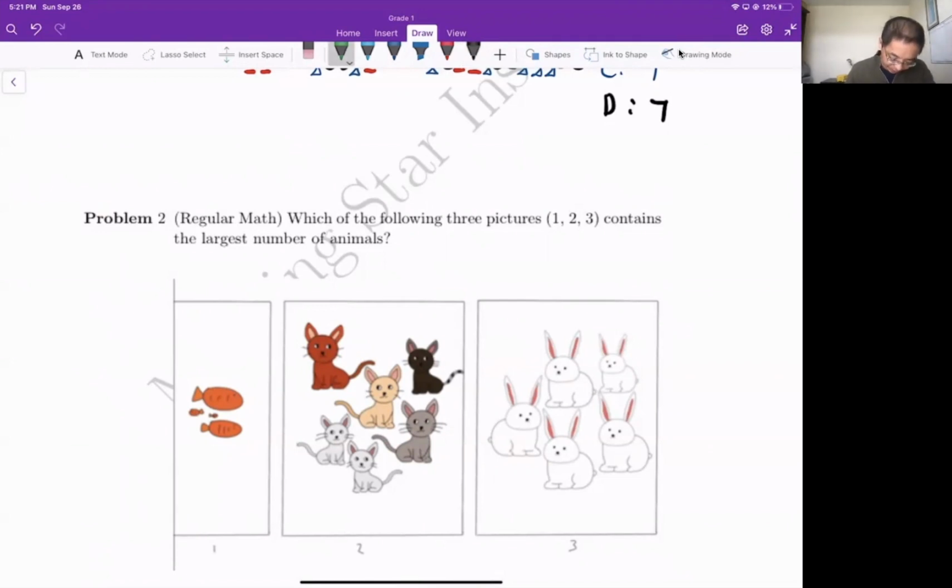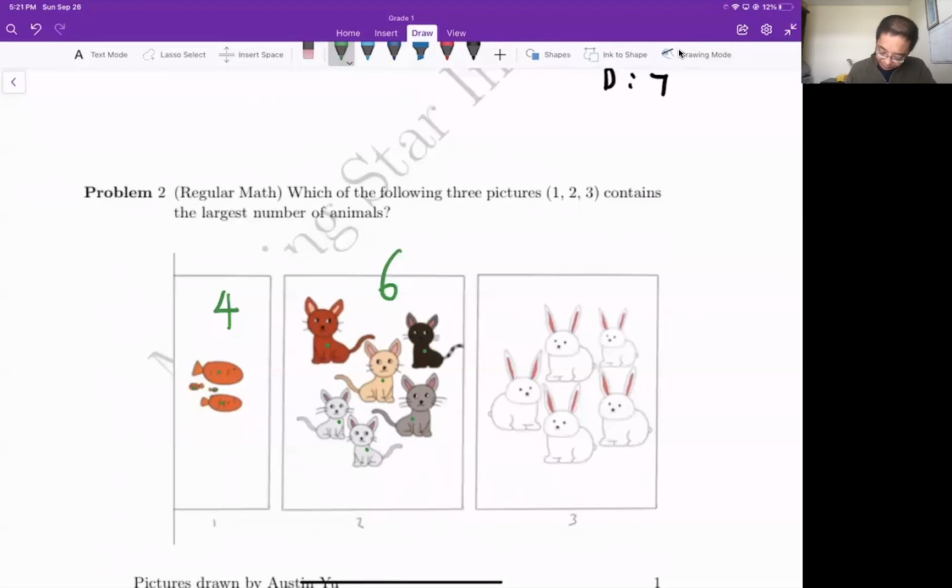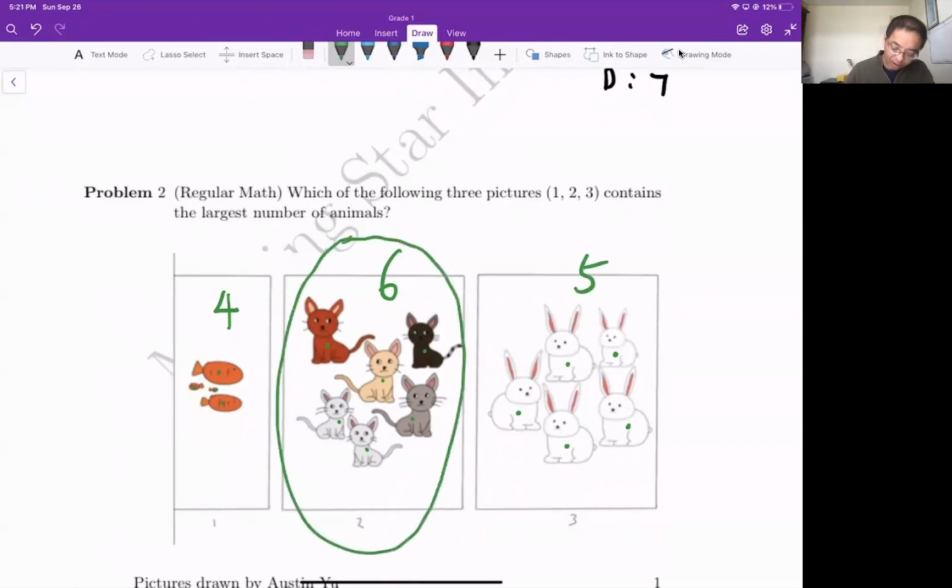For the first picture, you see it has fish. How many do we have? 1, 2, 3, 4. So we have 4 fish. The second one has several cats. How many? 1, 2, 3, 4, 5, 6. So we have 6 cats in the second picture. Picture number 3 has rabbits. How many? 1, 2, 3, 4, 5. So there are 5. Therefore, the middle one has the largest number of animals, which is 6.